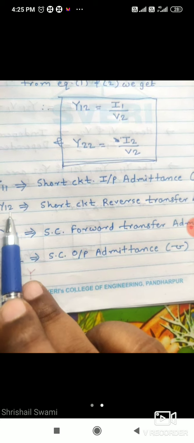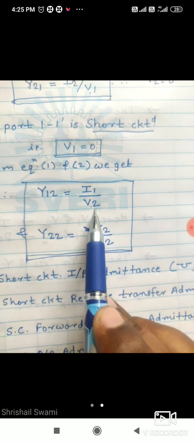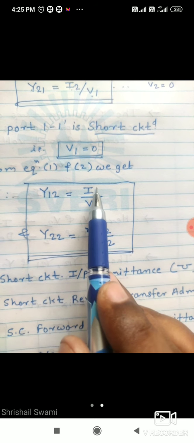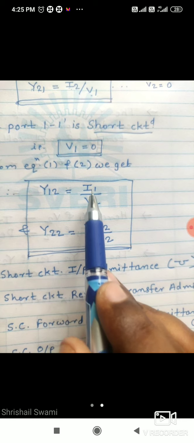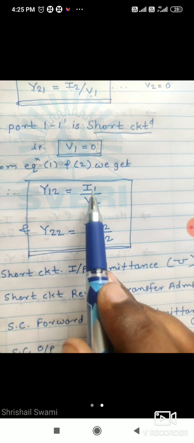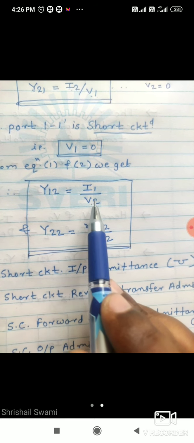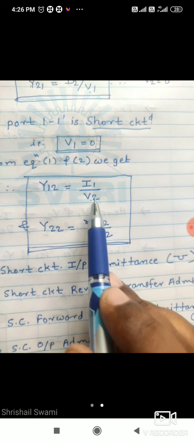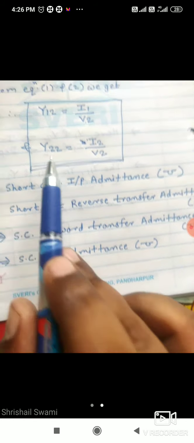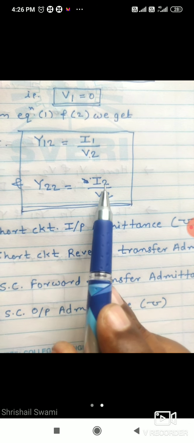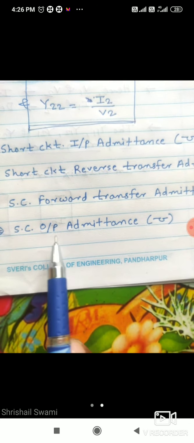Now next Y12 is called short circuit reverse transfer. So Y12 is equal to I1 upon V2. So I1 is of the first port, V2 is a variable of the second port. So it is transfer because I upon V is there, admittance, and these two variables are of different ports. That's why it is called transfer. But it is reverse. That's why it is called reverse transfer. And finally, Y22 is equal to I2 upon V2. That is called short circuit output admittance.